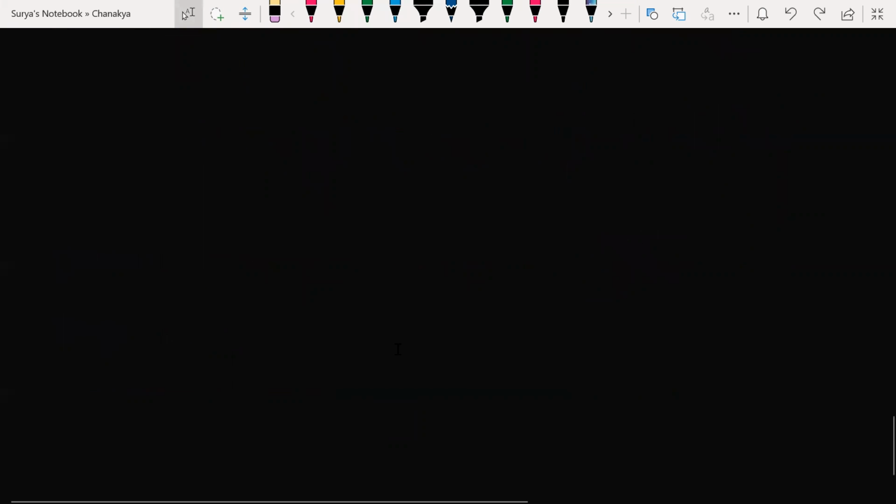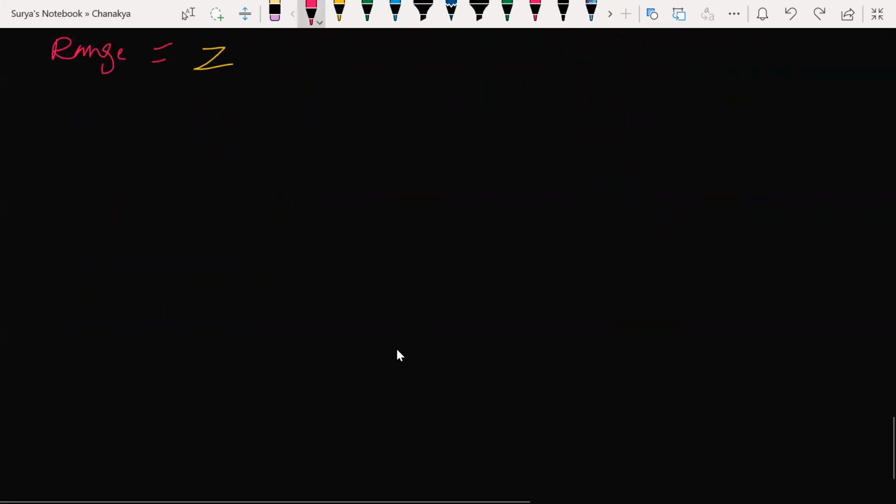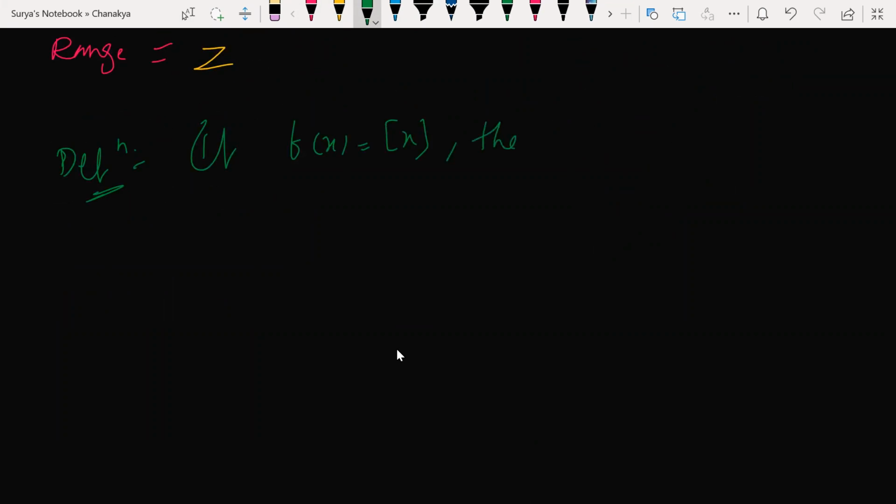Yes, sir. Now, what is the definition of the greatest integer function? Let me write it, Babu, if you have any doubts. If f of x is equal to step x, then step x is the greatest integer less than or equal to x. What is that? It is the greatest integer less than or equal to x.